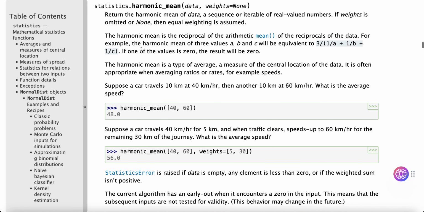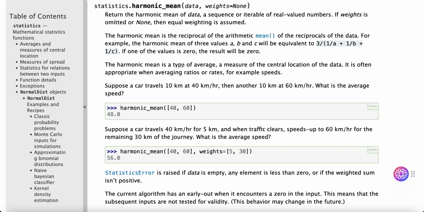statistics.harmonic_mean(data, weights=None). Return the harmonic mean of data, a sequence or iterable of real-valued numbers. If weights is omitted or None, then equal weighting is assumed. The harmonic mean is the reciprocal of the arithmetic mean of the reciprocals of the data. For example, the harmonic mean of 3 values a, b, and c will be equivalent to 3 divided by 1/a plus 1/b plus 1/c. If one of the values is 0, the result will be 0.